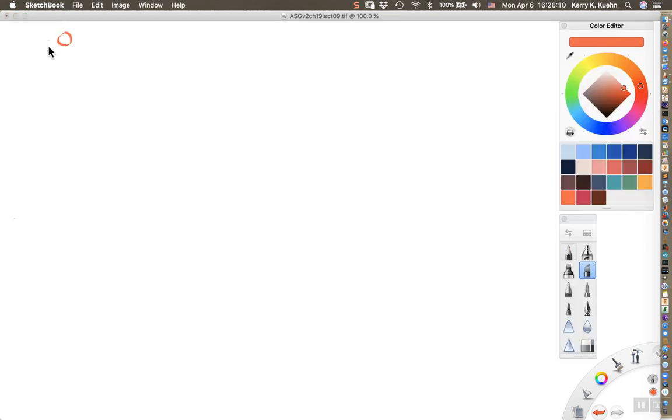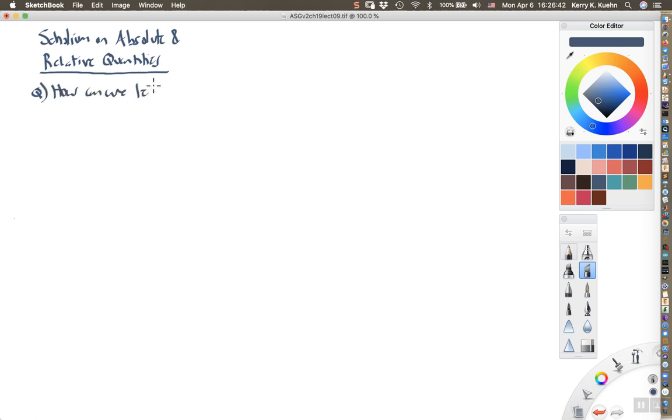And the question that Newton is asking here is, how can we tell? So let me write the question down. The question that Newton is asking, so first of all, this is his Scholium on absolute and relative quantities. And this is right after his definitions. And the question that he is asking here is, how can we tell if something is truly in motion, or if it is at rest?